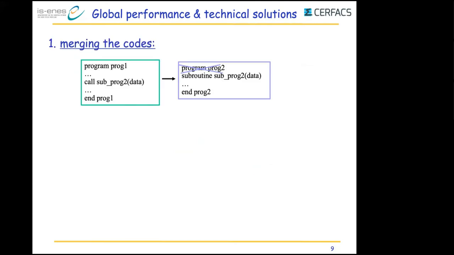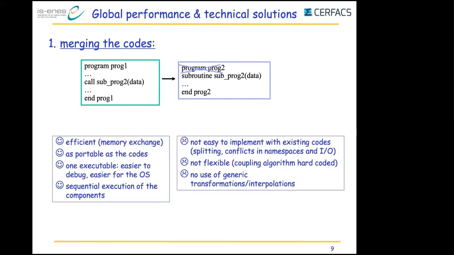So the first thing you can do, and that's what they do, for example, at ECMWF, you may not use any tool, any coupling software. You just transform one of your components into a subroutine, and you have the other component here, prog1, which calls the second component as a subroutine. And you transfer the coupling fields as arguments when calling the subroutine. If you do this, well, this can be quite efficient, because again, you can exchange the coupling field through the memory. It's of course as portable as the codes themselves are.